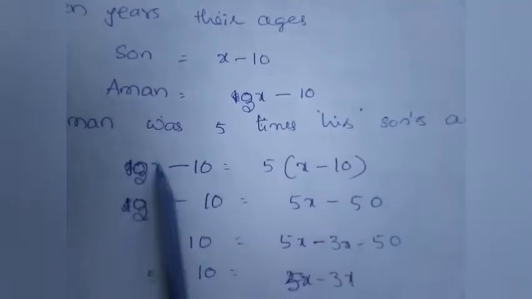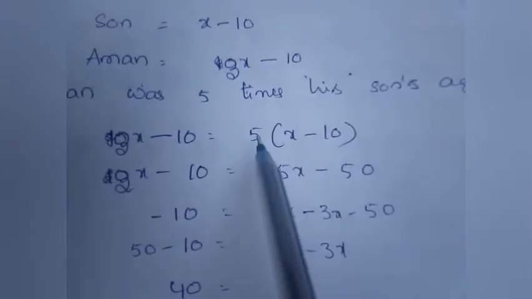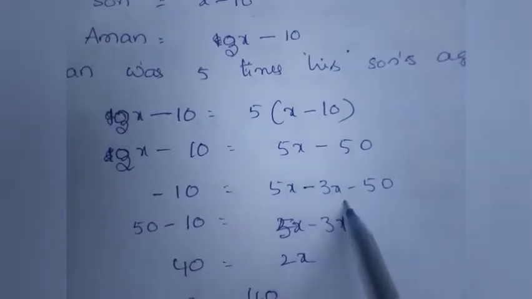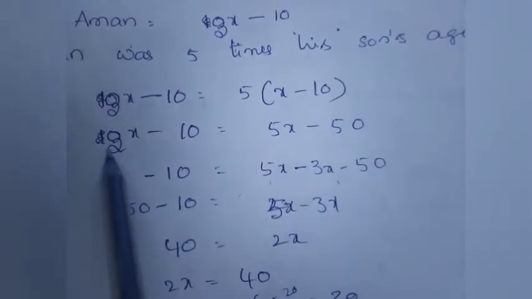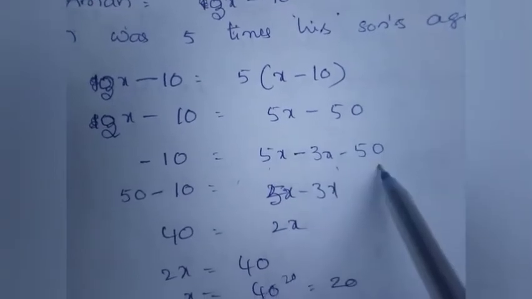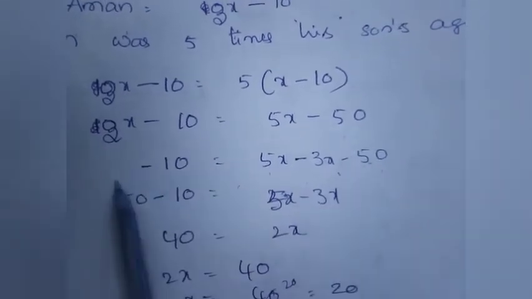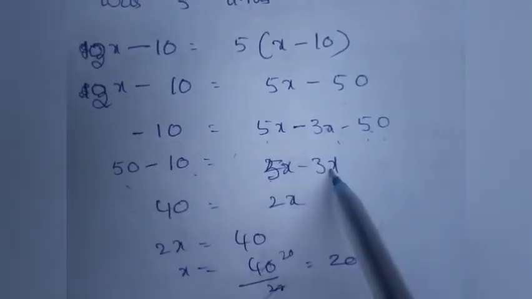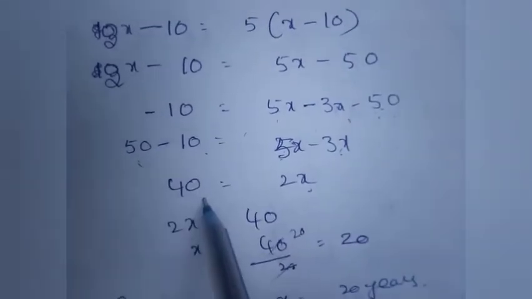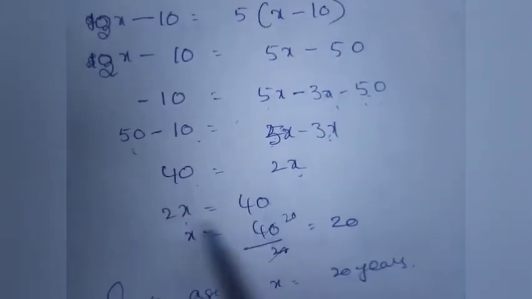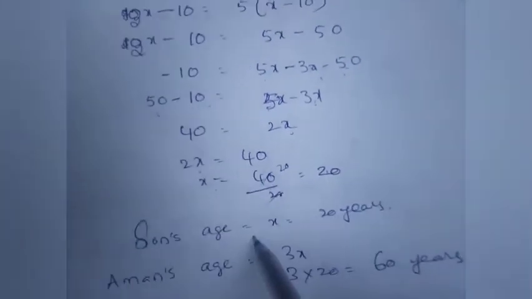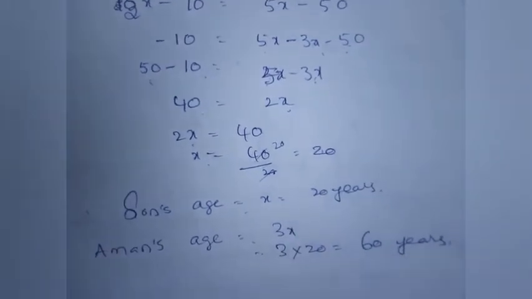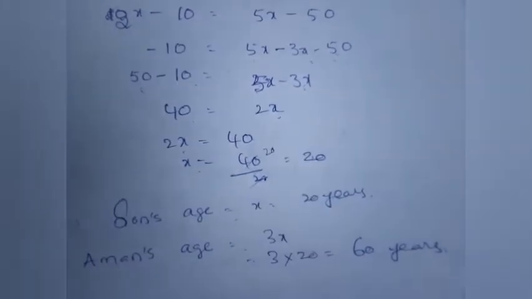This is son's age. So 3x minus 10 is equal to 5 into x, 5x minus 5 into 10, 50. I am sending this 3x to that side. Minus 10 is equal to 5x. This 3x becomes minus 3x minus 50. I am bringing this constant term here. So here minus becomes plus 50 minus 10 is equal to 5x minus 3x. 5x minus 3x is equal to 2x. 50 minus 10 is equal to 40. So 2x is equal to 40. x is equal to 40 by 2, 20. So son's age is equal to x, that is 20 years. Aman's age is equal to 3x, that is 3 into 20 is equal to 60 years.